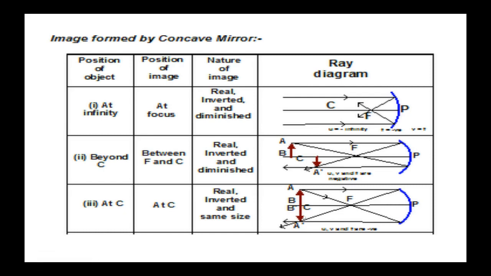In the third case, the object was placed at C and the image was also formed at C. C for center of curvature. What about the nature of the image? Real, inverted, and the same size we got.